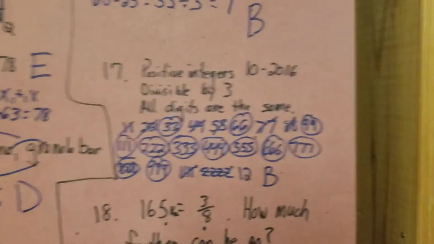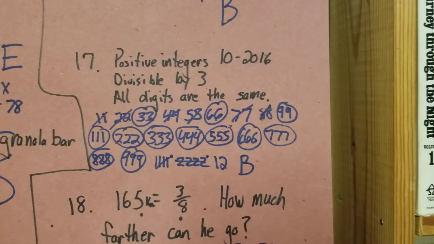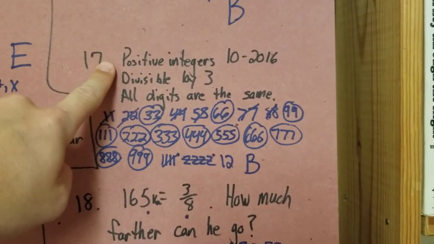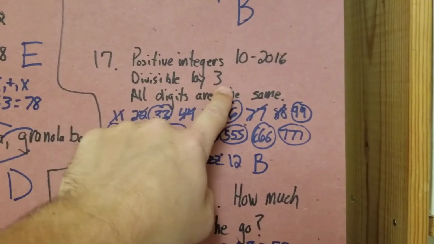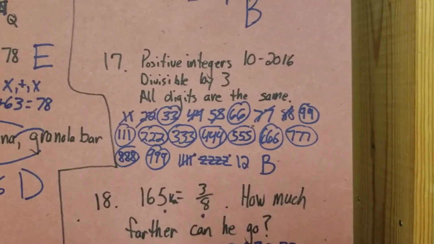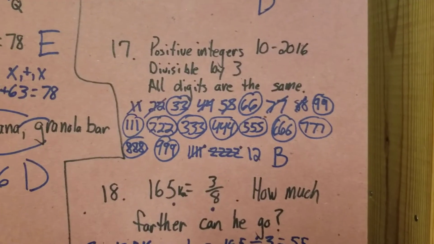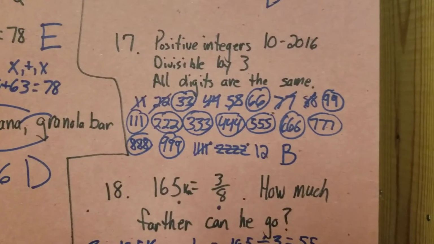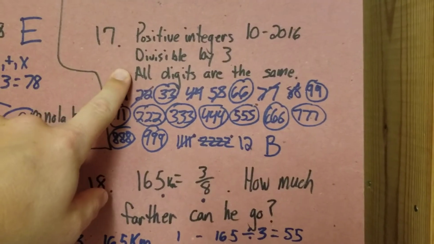All right, so number 17 asks for a lot of things. What you have to do is you have to write down what it's really asking. Well, it's saying that you have to have positive numbers between 10 and 2016. They have to be divisible by 3, so you have to remember what your divisibility rules are for 3. And that is, if you add the digits together, the sum of them should be able to be divided by 3. And then they all have to have the same digit.